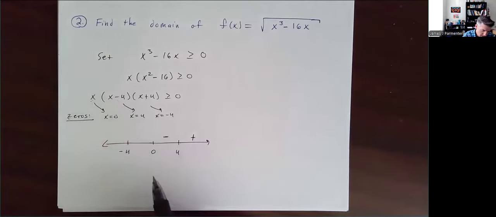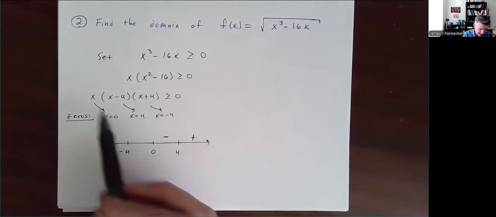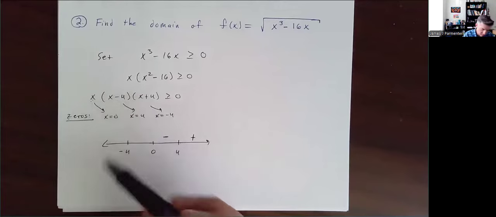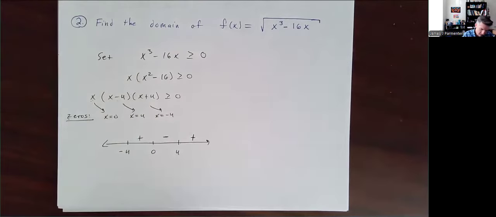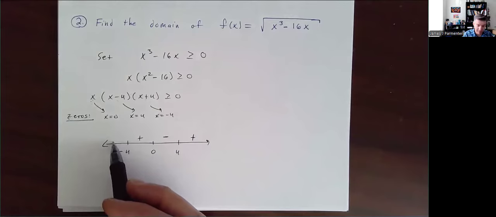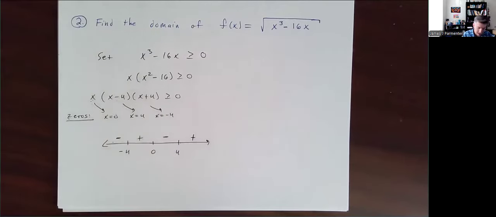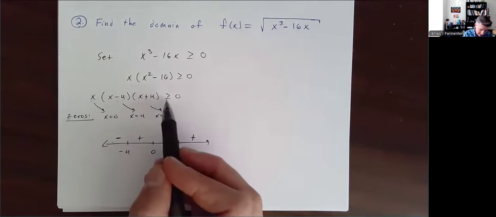Looking over here, I pick a number like negative 1. I get negative times a positive, right? Because negative 1 plus 4 is positive. So overall the sign is positive. And finally, plug something like negative 5, you get a negative times a negative times a negative, which overall is negative.